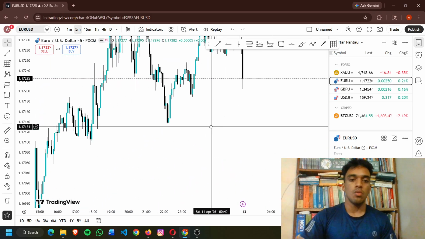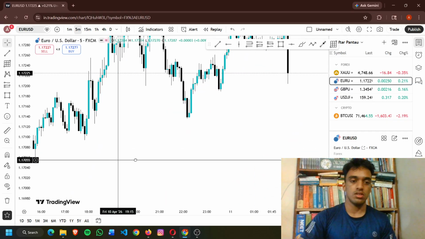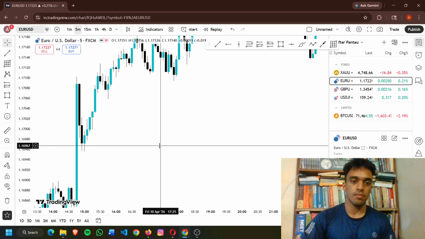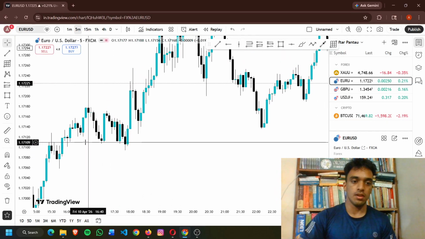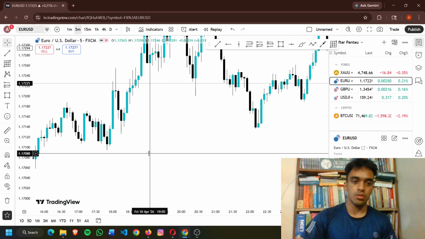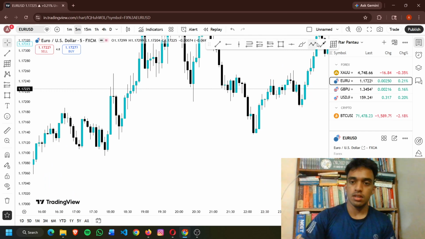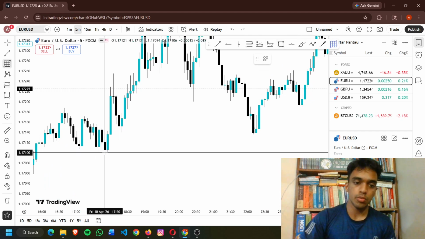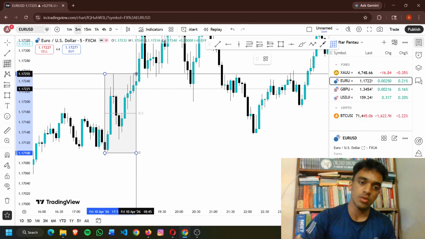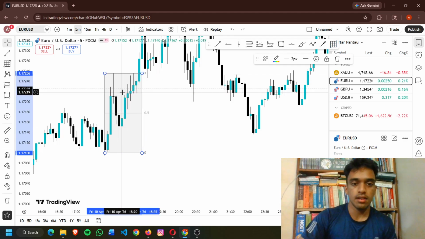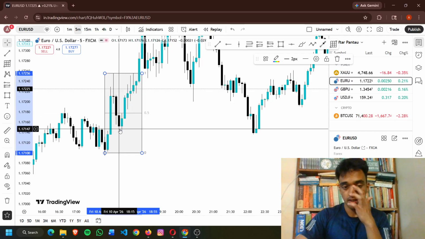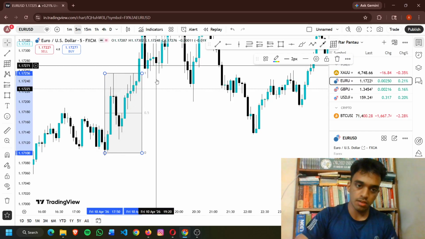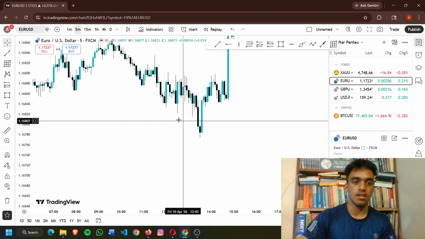Okay, so we are gonna check a trending market, guys. So for example, this is the most recent low. I mean, I'm just giving you an example. And this is the most recent high. See what happened? It went and tapped inside this discount zone and started moving up. Another example, guys.